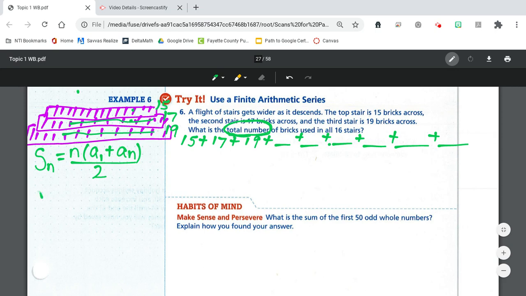Then I have to try to figure out the pieces of this formula. Well, I need to know the first term. The first term is 15. I want to know the last term, but notice it's blank over here. I don't know how many bricks there are in the 16th stair. N, the number of terms, well, it tells me there's 16 stairs, so I would be adding 16 numbers together. So n is 16. And when I know all 3 of these numbers, I'll be able to use this formula. The problem is I don't know all of those.